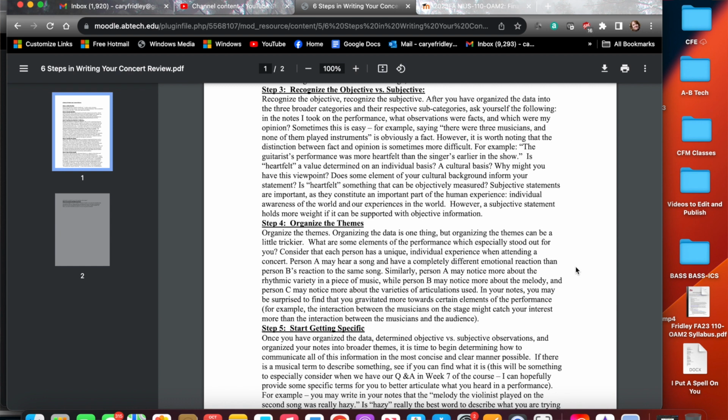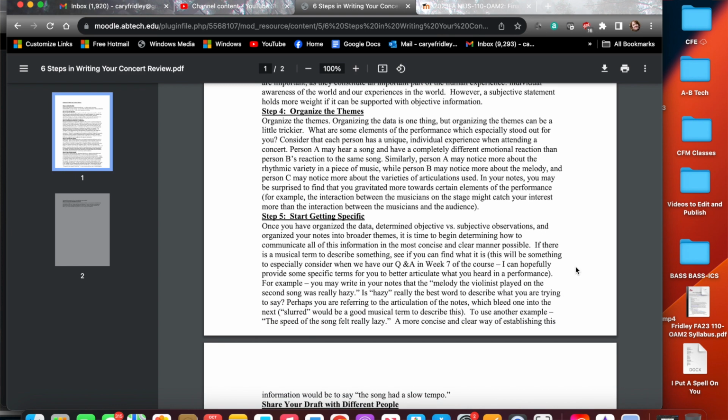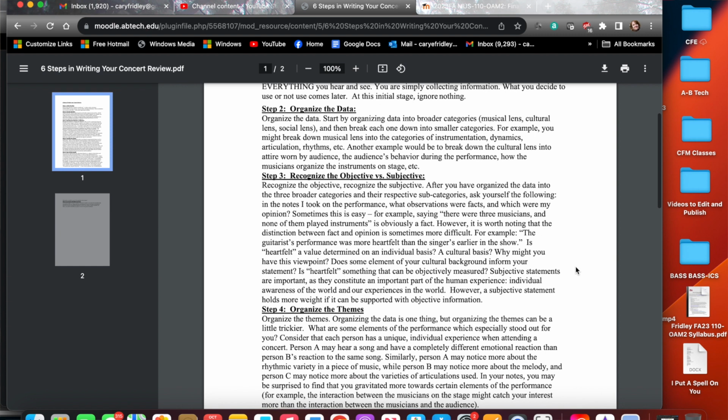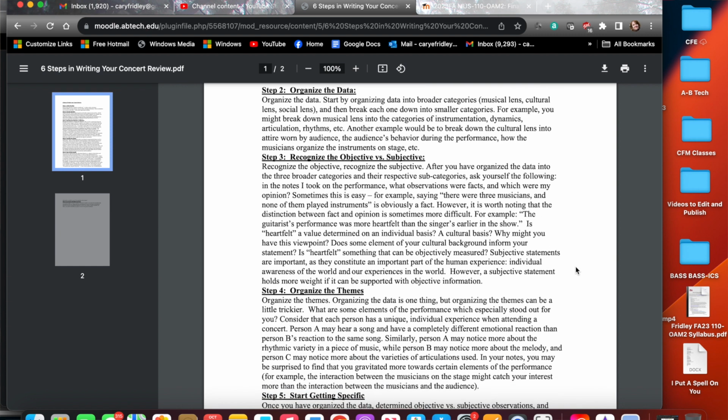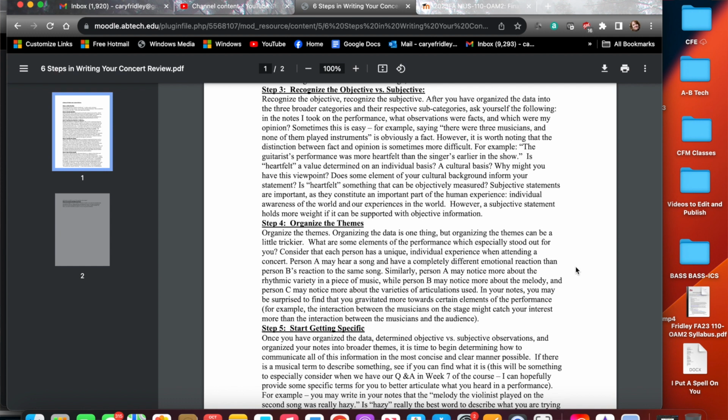Similarly, person A may notice more about the rhythmic variety in a piece of music, while person B may notice more about the melody, and person C may notice more about the varieties of articulations used. In your notes, you may be surprised to find that you gravitate more towards certain elements of the performance. For example, the interaction between the musicians on the stage might catch your interest more than the interaction between the musicians and the audience.